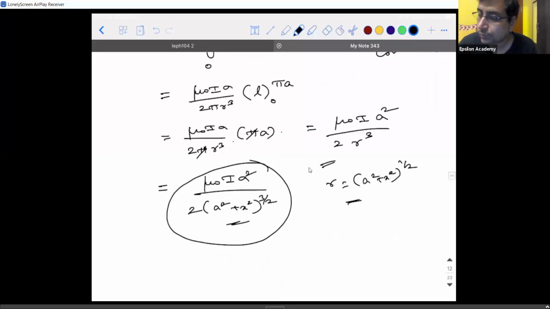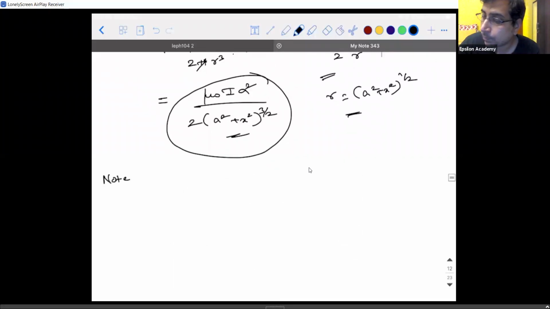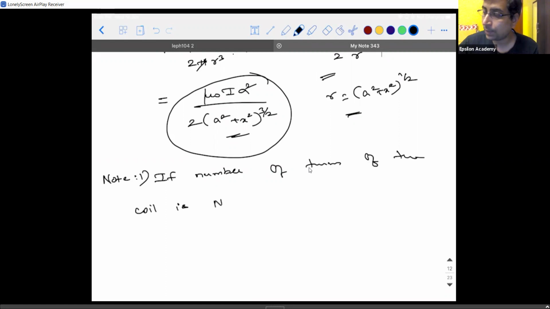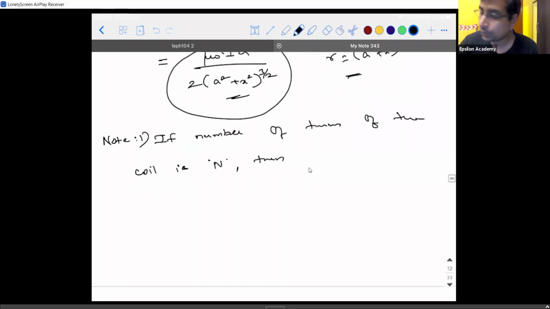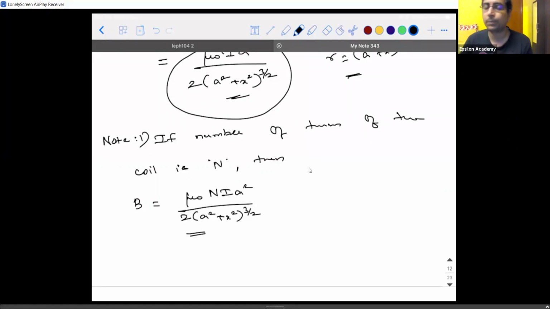First note. If the number of turns of the coil is capital N, then listen to this. B will be equal to mu naught capital N I a square divided by 2 into a square plus x square the whole power 3 by 2. This is going to be the net value of the magnetic field at a point on the axis of it.